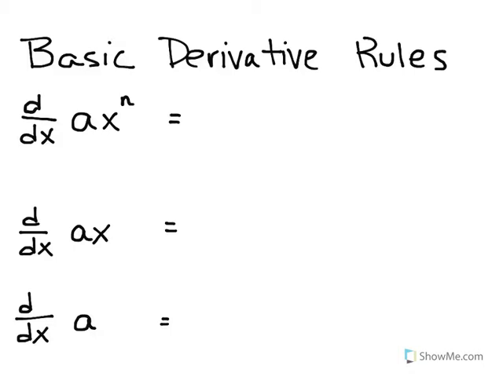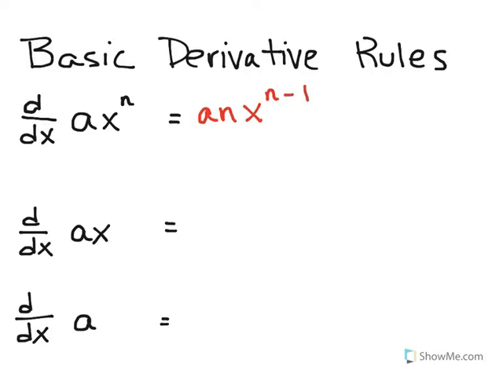Okay, I'm going to do a quick review of all of the basic derivative rules and give you a guideline for all the ones you need to know. I'm going to start with the basic derivative rules, and it's really one rule, but I divided it up into three pieces. The derivative of a x to the n equals a n x to the n minus 1. Crazy words, but what does that mean?